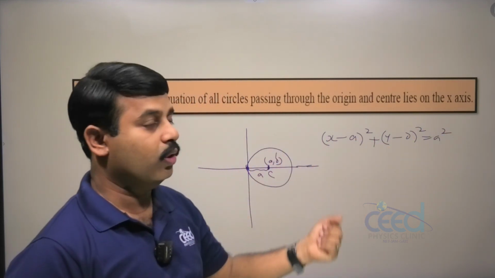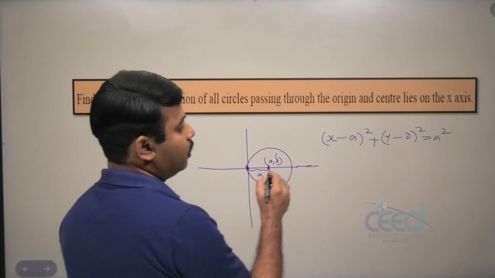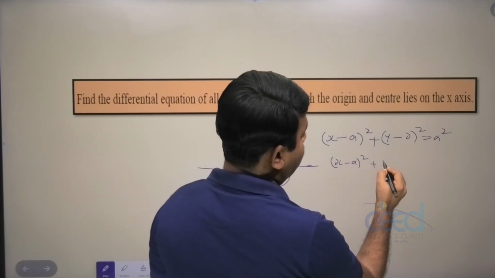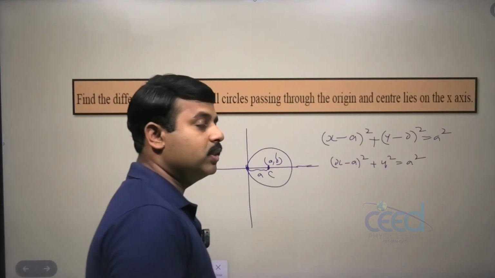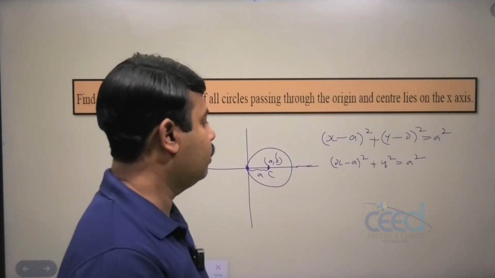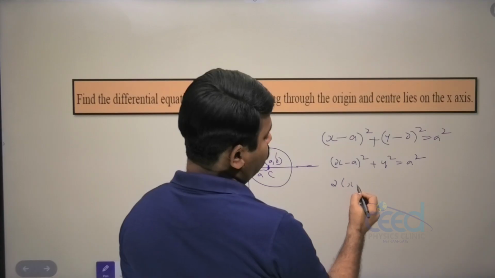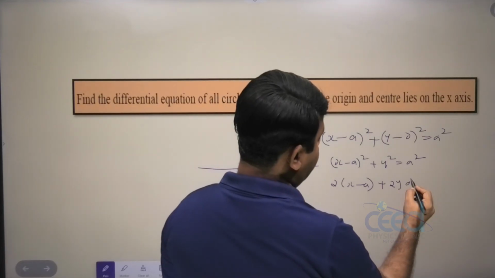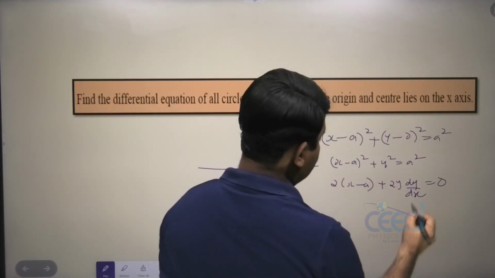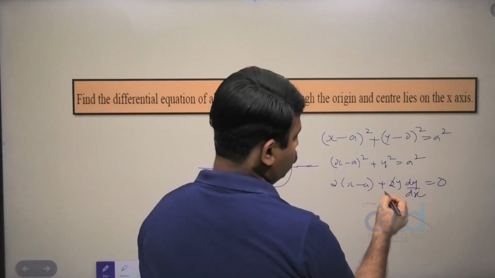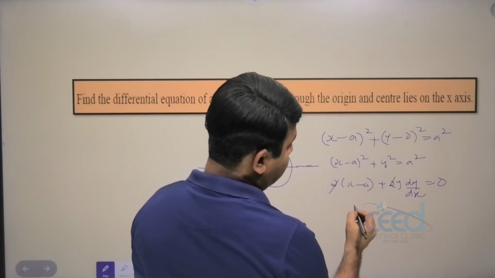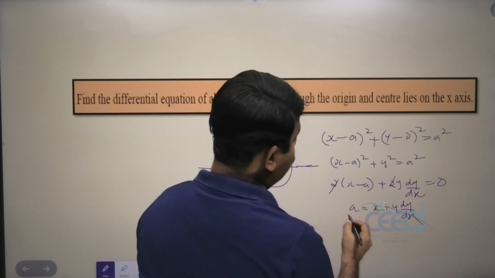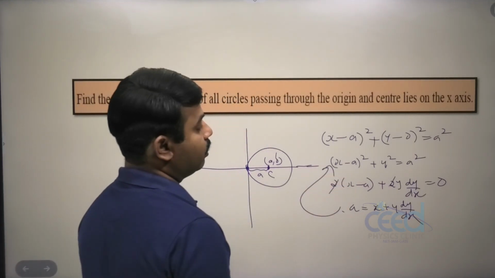But it passes through the origin. Now we have only one constant: x minus a the whole square plus y square is equal to a square. One constant means we have to differentiate only one time. That means 2 into x minus a plus 2y dy by dx equal to 0. Now you solve this: take the 2 to the other side, and a is equal to x plus y dy by dx. Now this a value you substitute here.